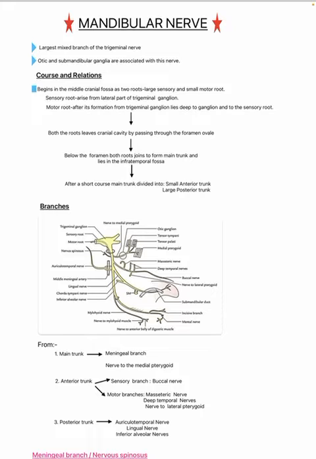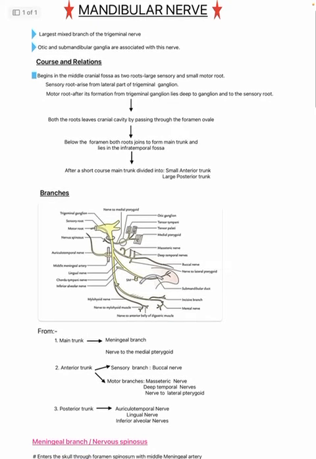The ophthalmic and maxillary are purely sensory. But our mandibular nerve, which is the largest branch of this trigeminal nerve, is a mixed branch. That means it can carry sensations and also supply the muscles. And there are two ganglia associated with this nerve, the otic and submandibular ganglia.